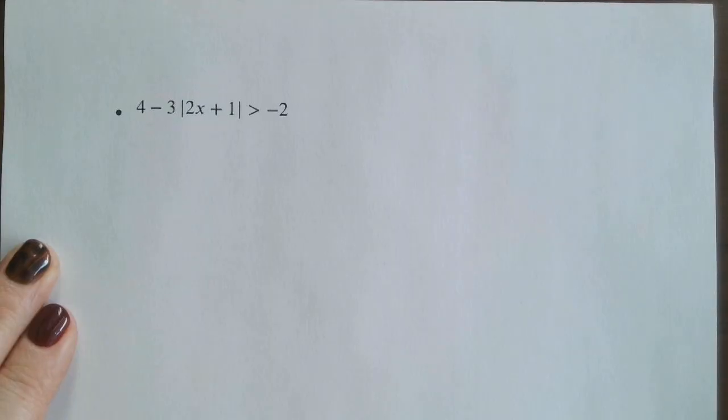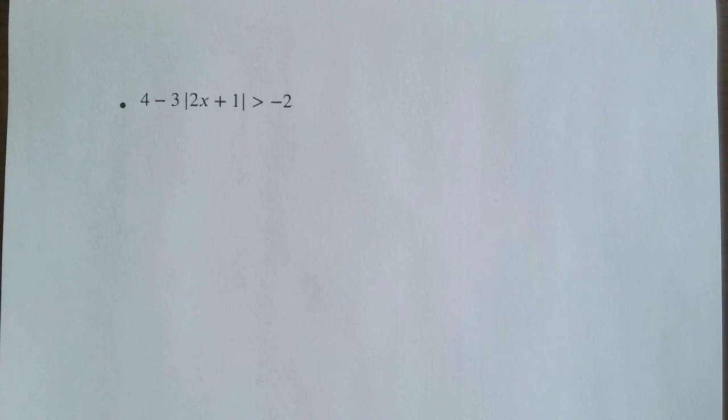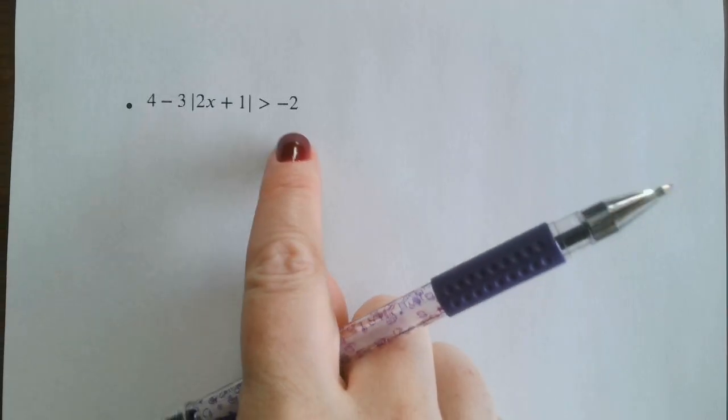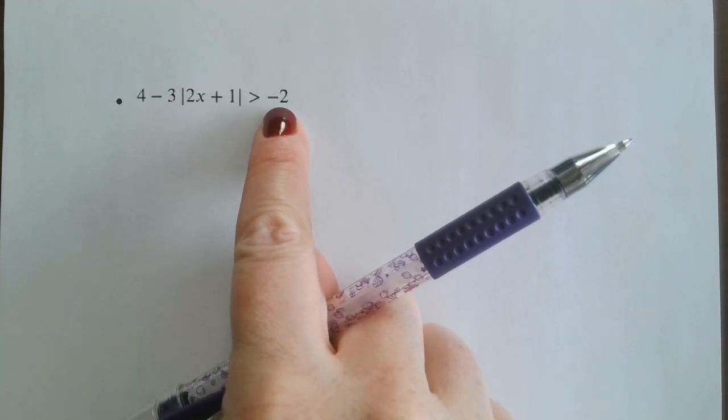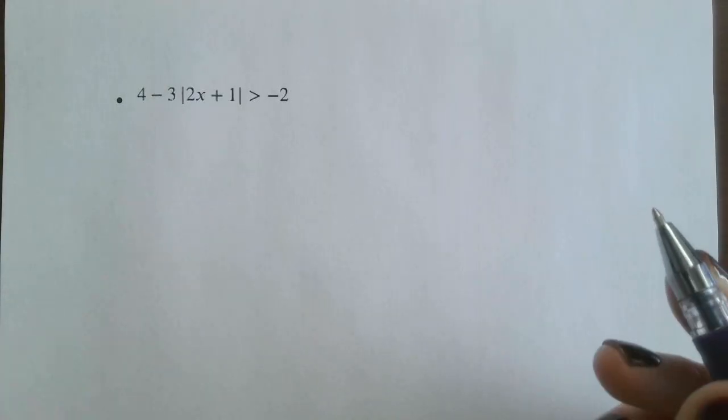Our next example is 4 minus 3 times the absolute value of 2x plus 1 greater than -2. Here, our absolute value is not isolated, so we do need to isolate that first, because right now this is a negative number. We can't have a negative number here, but maybe when we isolate, we'll be able to find a positive number. So I'll first subtract 4 from both sides.